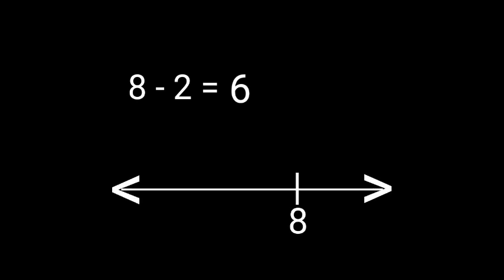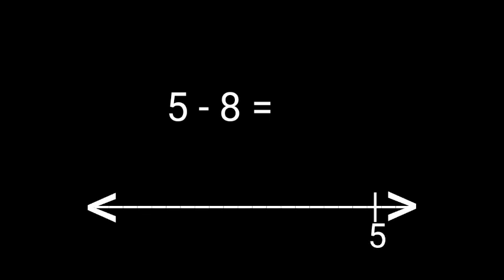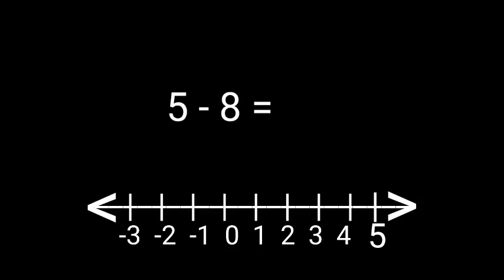Let's start with 8, and we move 2 to the left because it is subtraction. And we are correct, the answer is 6. Let's have another problem. 5 minus 8. On the number line we start with 5, and we move 8 to the left. And we got negative 3.